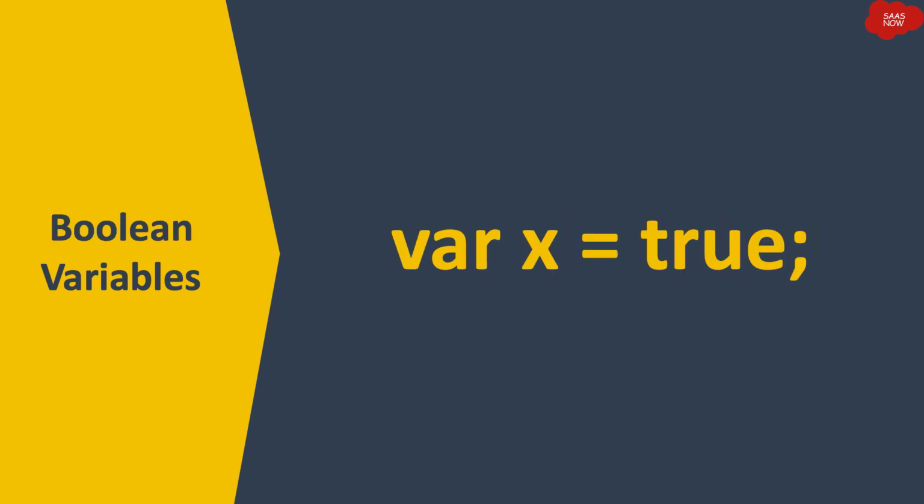In JavaScript, you also have Boolean variables, which store the value as true or false. Now in this example, x is a variable and the value it can store can be true or false. And then it will be called a Boolean variable.